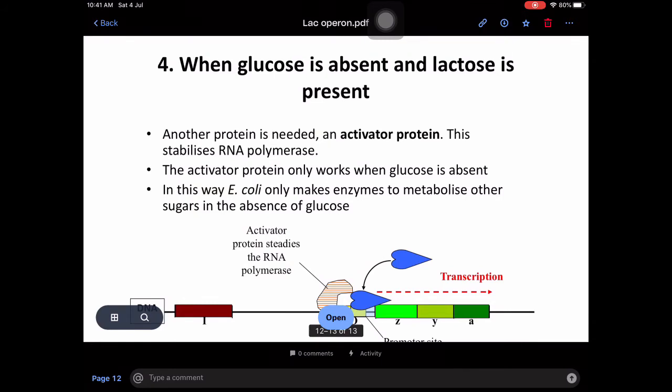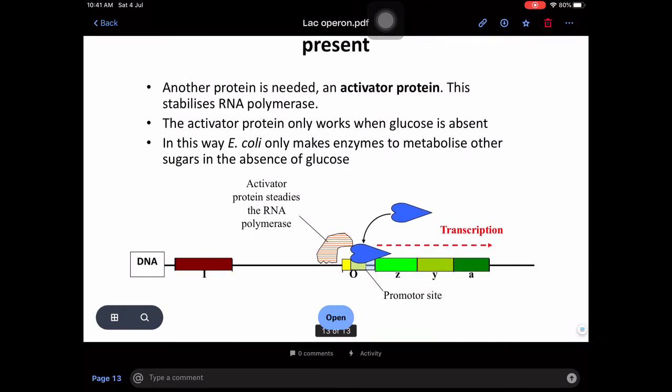So the repressor protein has already been changed and it has left the binding site by the binding of the lactose molecule to it. Then the RNA polymerase binds to the operator site, and at the same time the activator protein steadies the RNA polymerase and keeps it bound to the operator site, and the three genes LacZ, LacY and LacA will be turned on and they will express themselves to produce the enzymes.